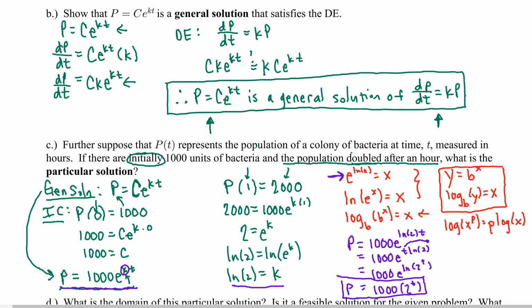So let's make some observations. The initial value of our population is now the coefficient of our exponential function. And the population doubled after an hour. You can see that reflected in the base of the exponential function. We have 1,000 times 2 to the t. So this is our particular solution. I want to remind you that we initially had two parameters. This is called a two-parameter family of solutions. We had C and k, and we had two conditions necessary to solve for those two unknown parameters.